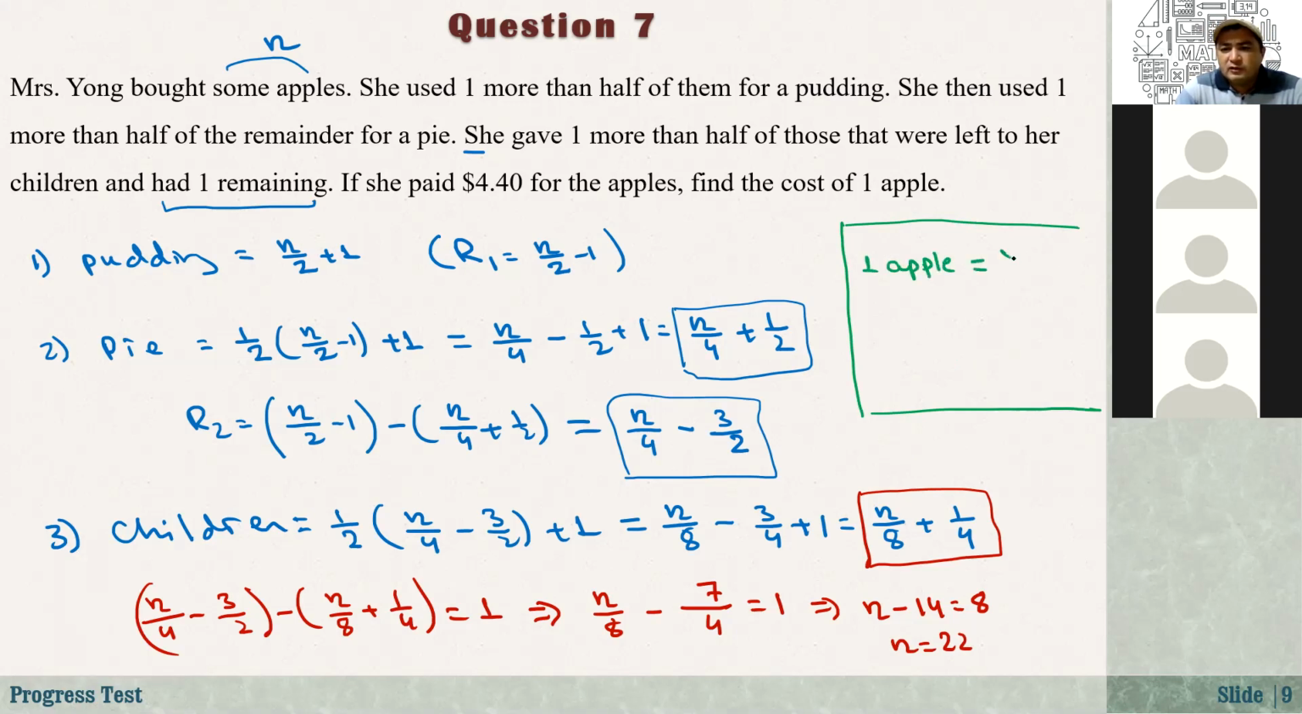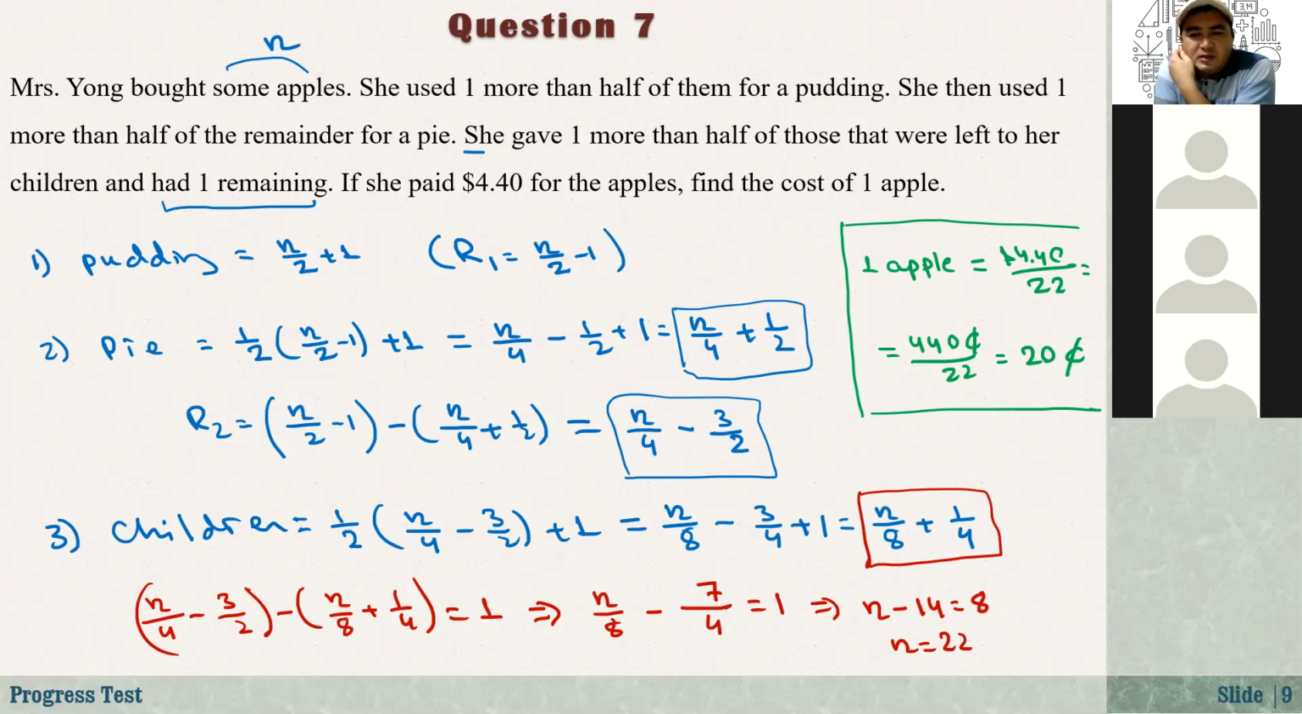That is equal to 4.40 over 22, which is equal to 440 cents over 22. That's equal to 20 cents. It's quite cheap. Actually, it's a long time ago, maybe. But nowadays, one apple is about $1 at supermarkets here. Anyway, the cost of one apple was 20 cents.